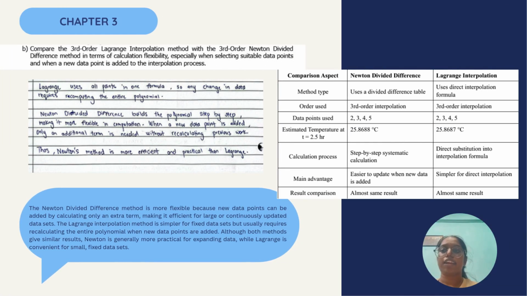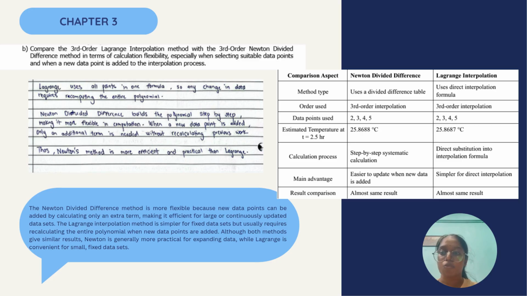Finally, let's look at this slide to compare both methods. While both approaches give us exactly the same temperature result, they handle data very differently when it comes to flexibility. Imagine the submersible suddenly streams a new data point. If we are using the Newton method, it's incredibly efficient. We don't have to redo any old math. We just add a new line to our existing table. This makes it perfect for large and continuously updating data.